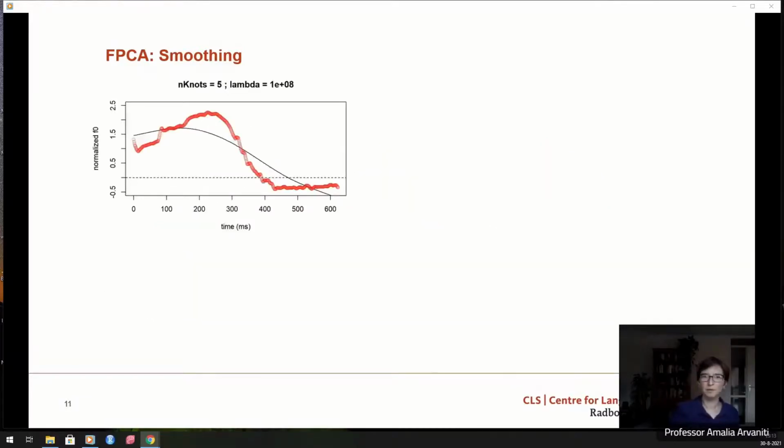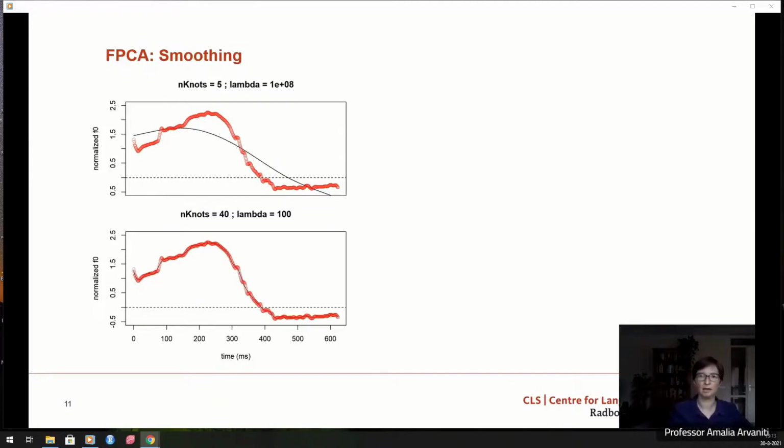So here in this plot, we can see that the red dots are the original curve, and the black line is a smooth curve. With 5 knots and lambda 10 to the power of 8, we see that the curve is too smooth and we lose a lot of information. This is one extreme, to show you an extreme. And now to look at the other extreme, we have 40 knots and lambda 10 to the power of 2. And here we have the opposite. We have overfitting. The black line, the smooth curve, fits too closely to the red dots. And actually, it may be a bit hard to see the black line because it overlaps so much.